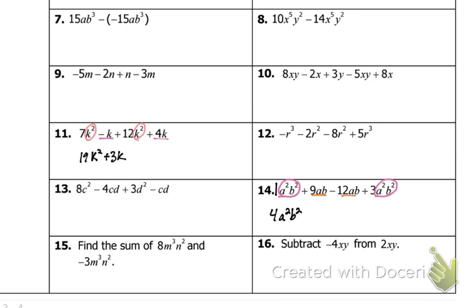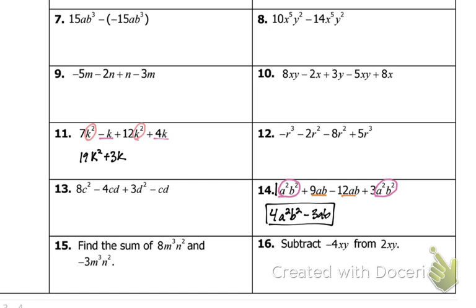Okay, so if I have a 9AB and a negative 12AB, we're going to do 9 plus a negative 12, or 9 minus 12. Well, which one's bigger? Is the 9 or the 12 bigger? 12. So we should end up with a negative number, right? And how far away is 9 from 12? 3. So it'd be a negative 3AB. Good with that?